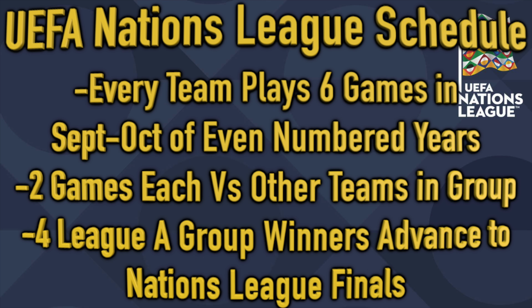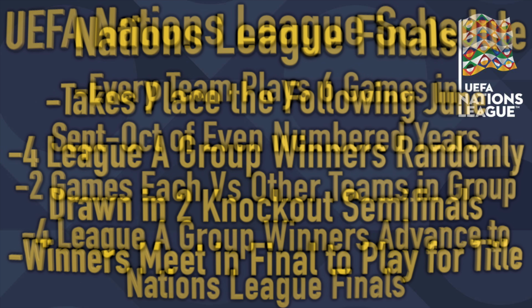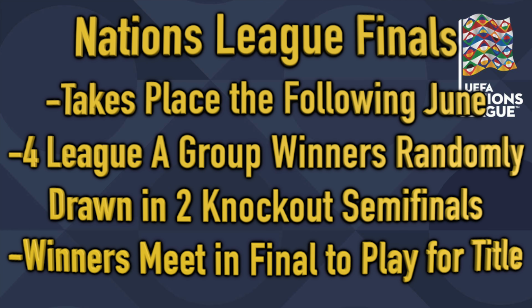The 4 group winners from League A will move on to what is called the Nations League Finals. And this phase takes place the following June, so odd-numbered years, obviously, so it doesn't interfere with the World Cup or the Euros. Just 4 teams in the Nations League Finals. I believe one of those 4 teams is selected as the host randomly, and UEFA also conducts a random draw to decide who plays who in the semifinals. Once the matchups are set, we have our 2 semifinal knockout games, 2 winners advancing to the final, and whichever team wins the final is the champion of the UEFA Nations League.